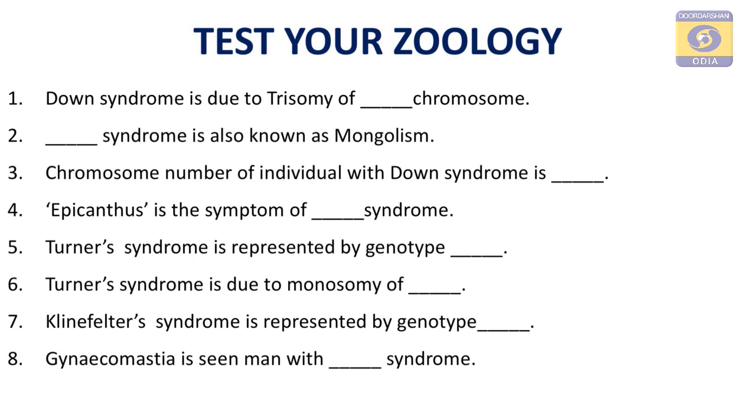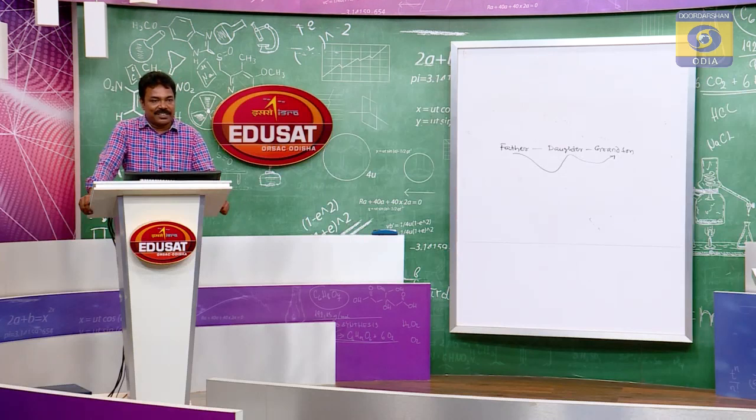The Turner syndrome is represented by which genotype? You know, Turner syndrome means 44 plus X0. Turner syndrome is due to monosomy of which chromosome? Monosomy of sex chromosome. Okay? Next, Klinefelter syndrome is represented by genotype 44 plus XXY. As I have discussed, the gynecomastia condition is seen in a person suffering from Klinefelter syndrome.